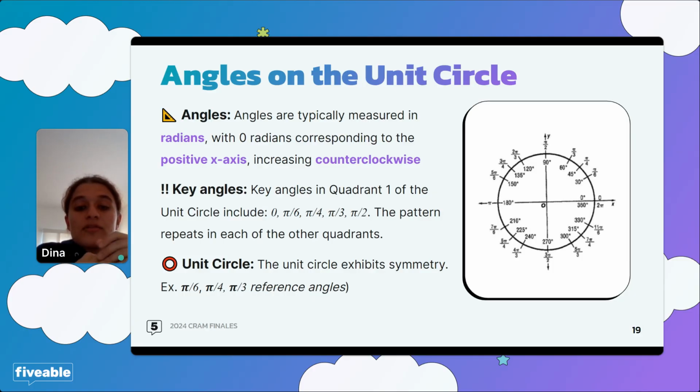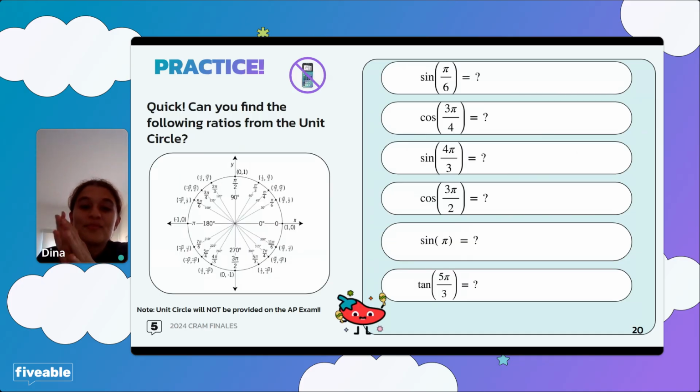And the patterns are basically repeated across every quadrant. So if you look at the second quadrant, the one on the left side towards the top, where the y is positive but the x is negative, you have a negative x value, but you still have a positive y value. So it's important to be able to make those distinctions between positive and negative values. And we also have symmetry on that unit circle. On the next slide, you can see a practice problem.